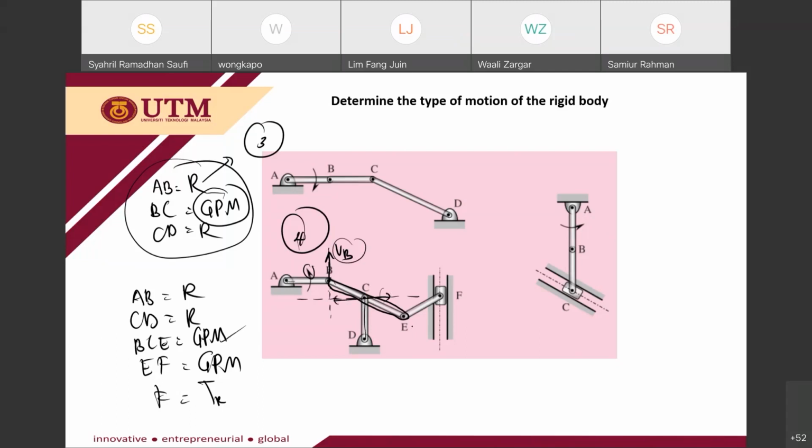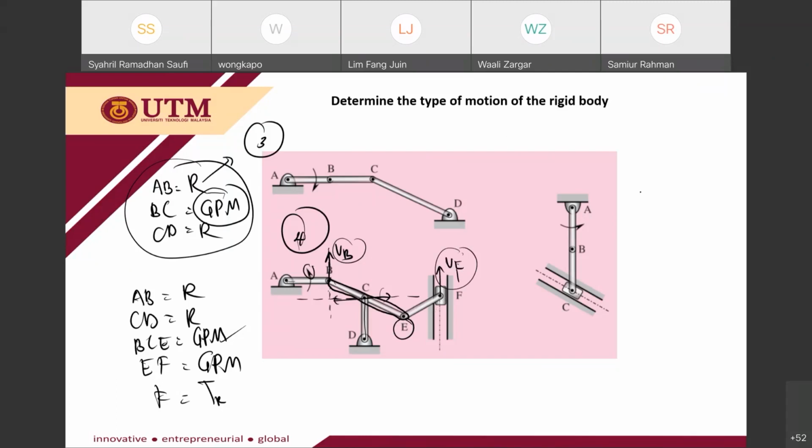So same goes for E. In order to determine the velocity line of E, I will discuss later how to determine this VE. You need to use the instantaneous center of zero velocity. So basically from here, let's say I assume VF, and VE will move not parallel to this VF. Okay, so that's why EF is GPM. F, the block, is rectilinear translation.